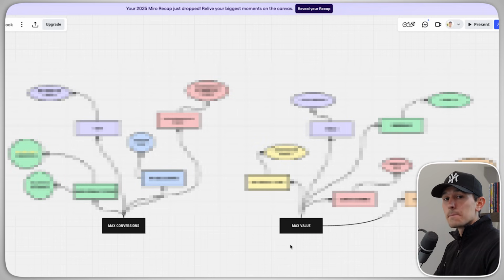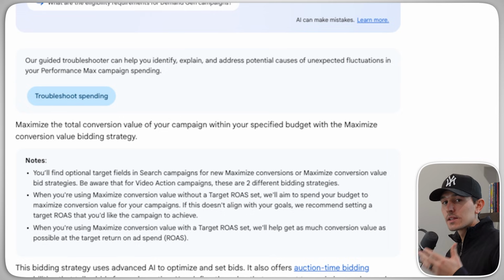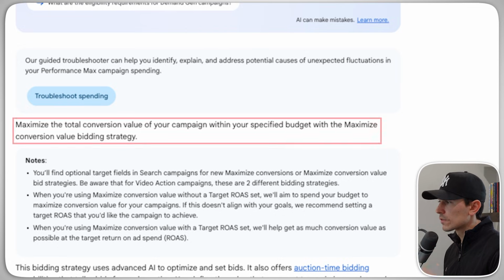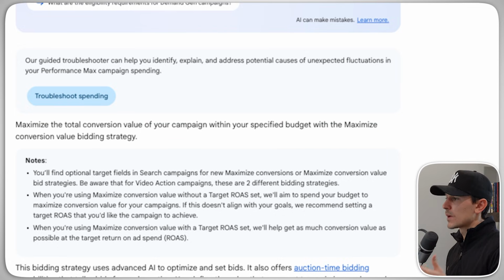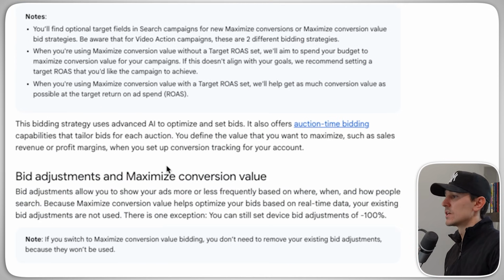Now, on the flip side, max conversion value works very similarly, but it focuses on revenue as well. And again, reading the primary headline here on Google's own white paper: maximize the total conversion value of your campaigns within your specified budget with maximize conversion value bidding. And the key part of this is you define the value that you want to maximize, such as sales, revenue, or profit margins, when you set up your conversion tracking values in your account.